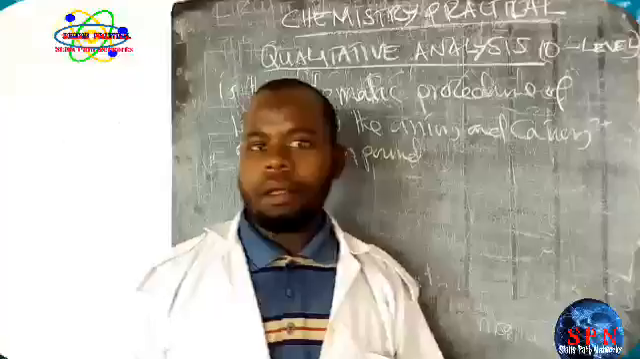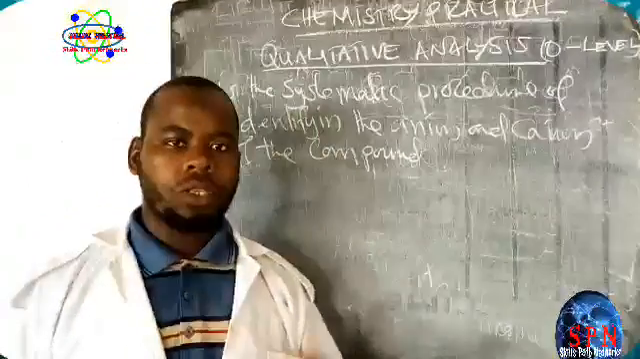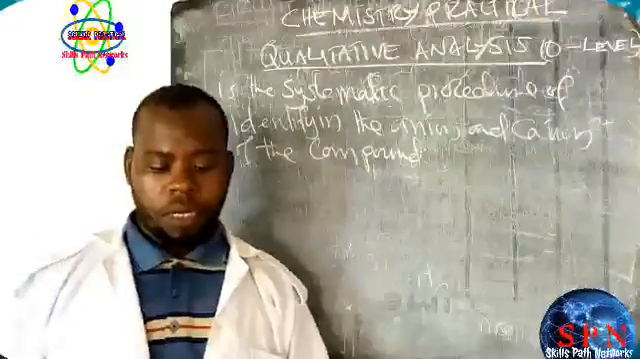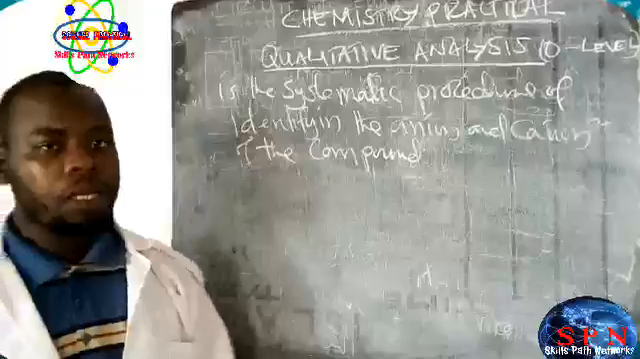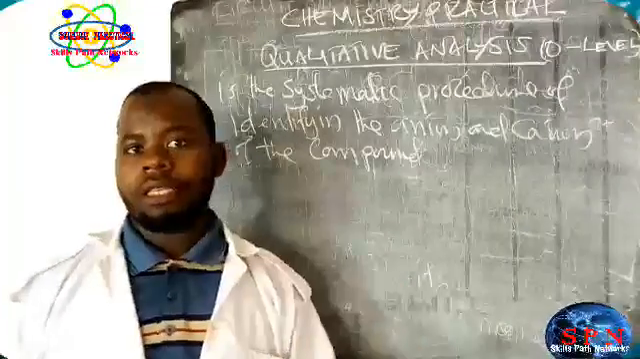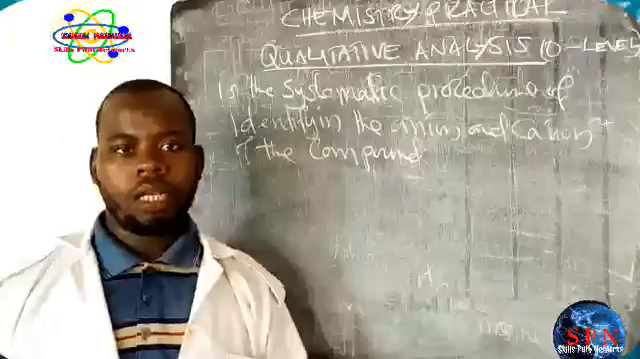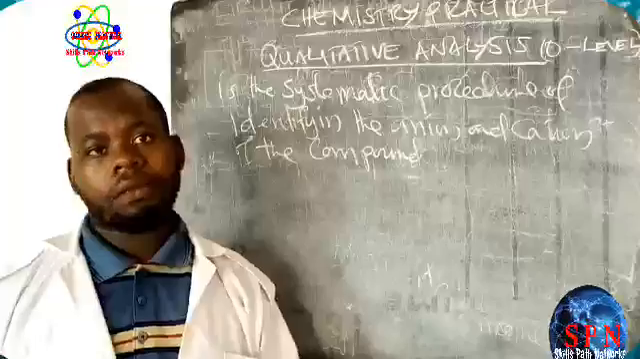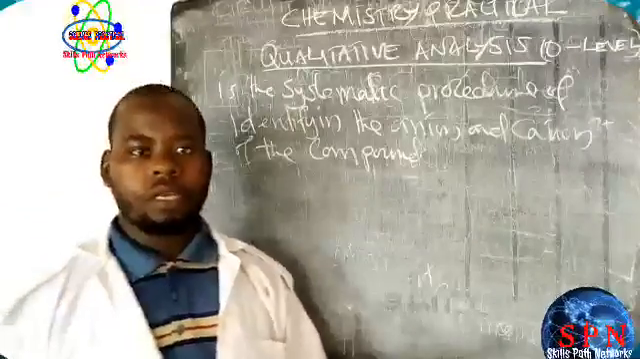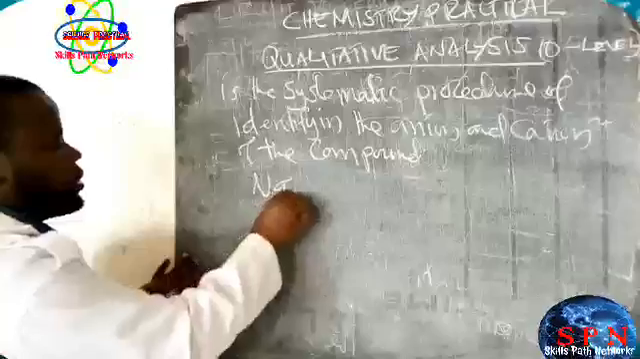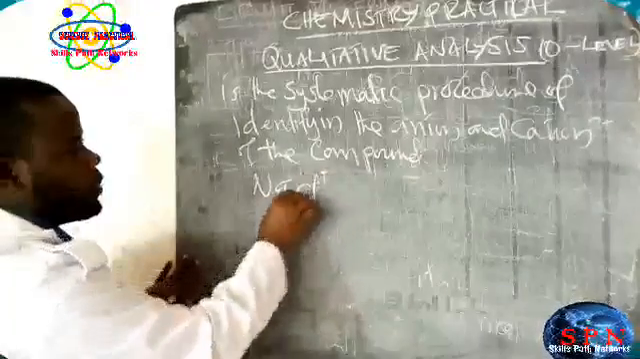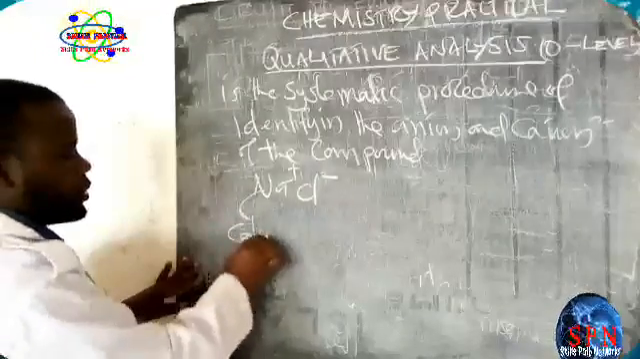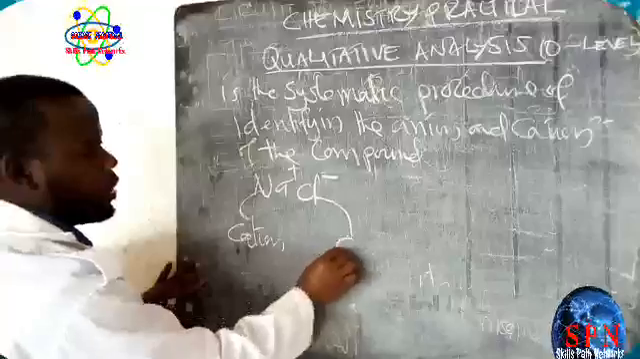When we say compound, there are various compounds: sodium chloride, copper sulfate, and ammonium chloride. When we say anion and cation, the anion is a non-metal with a negative charge, and the cation is a metal with a positive charge. In sodium chloride, there is a positive part and a negative part. The positive one is the cation, and the negative one is the anion.